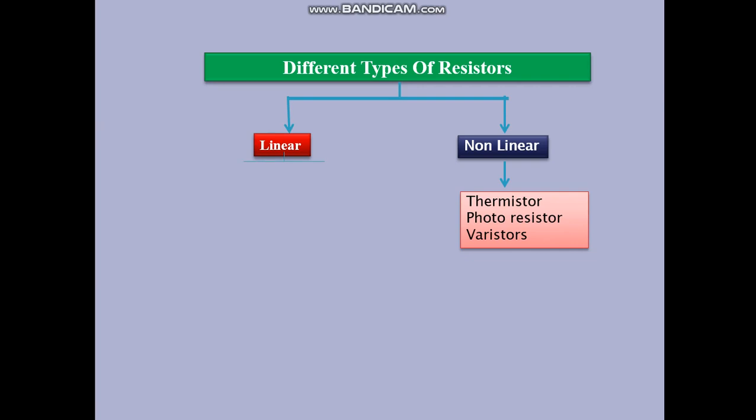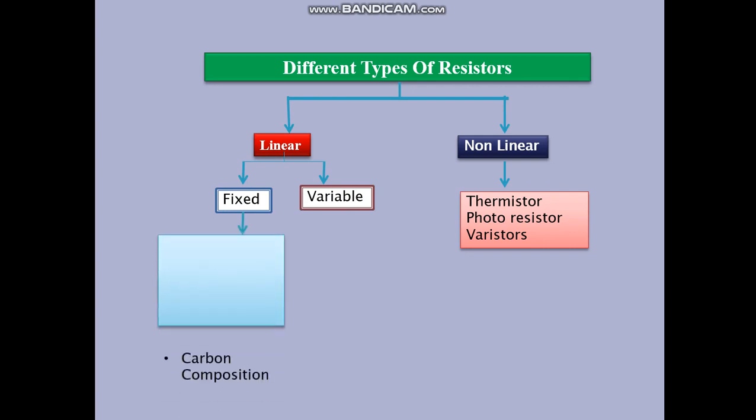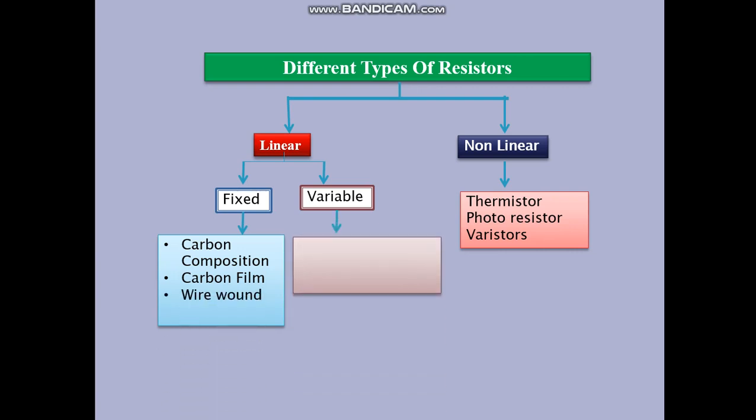Now the linear types are again of two, fixed and the variable type. The fixed ones are carbon composition resistors, the carbon film resistors, and the wire wound resistors. The variable ones include the rheostat, the potentiometer, and the trimmer.